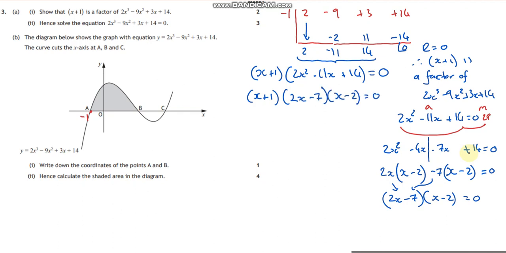Very good, and that means my final answer is x is negative 1, x is 7 over 2, and x is equal to 2. Those are all my roots of the equation. And if we were to look over here, that would mean then that is my 2. Honestly, that's my 2, isn't it? Because 7 halves is bigger than 2. And that's going to be 7 over 2. And that's actually what the next part of the question is asking. It's saying what's point A and B. So there's your A, there's your B.